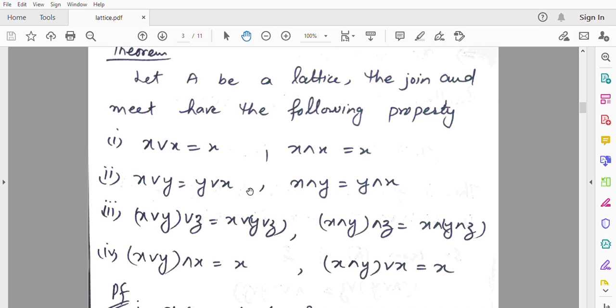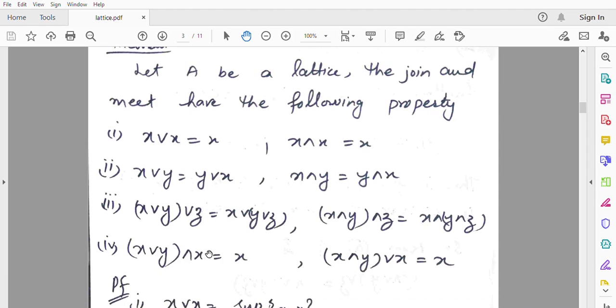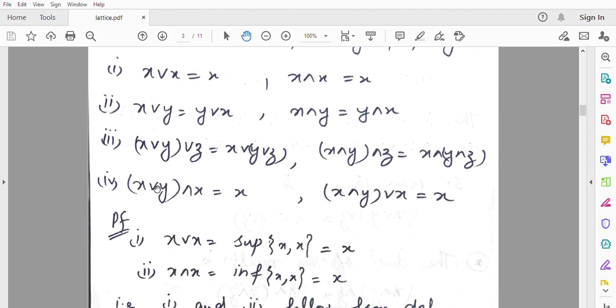Next is x sup y is equal to y sup x, the commutative property with respect to sup, and this is the commutative property with respect to inf, or join or meet, you can say. Now this is the associative property with respect to join, and this is the associative property with respect to meet. Next is the absorption law: x join (y meet x) is equal to x, and x meet (y join x) is equal to x. We need to show these four properties are satisfied.